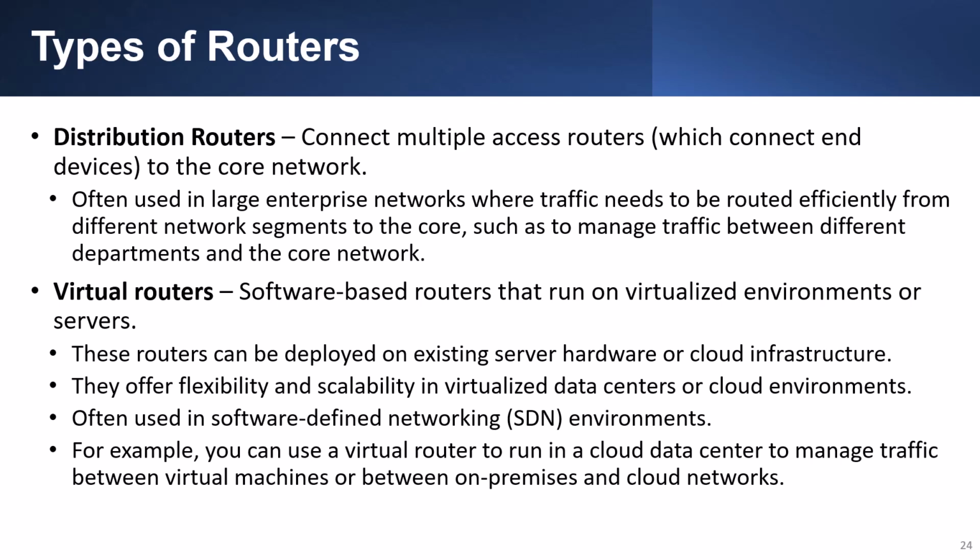Distribution routers connect multiple access routers, which connect end devices to the core network. They are often used in large enterprise networks where traffic needs to be routed efficiently from different network segments to the core, such as to manage traffic between different departments in the core network.